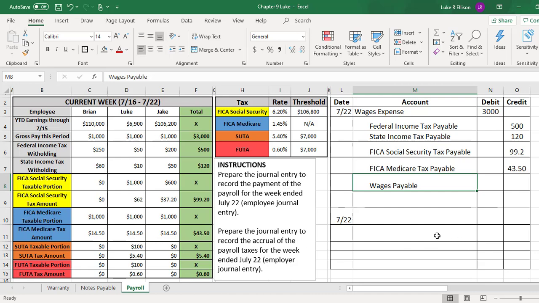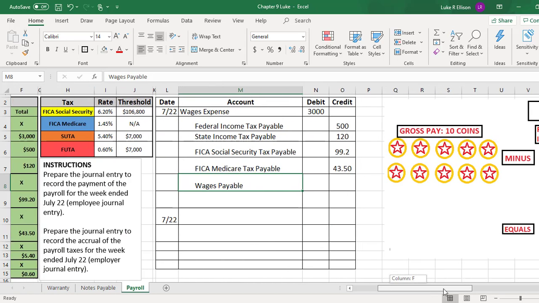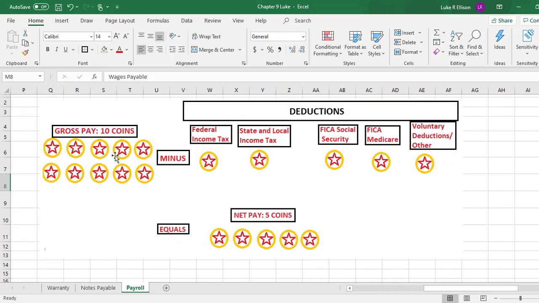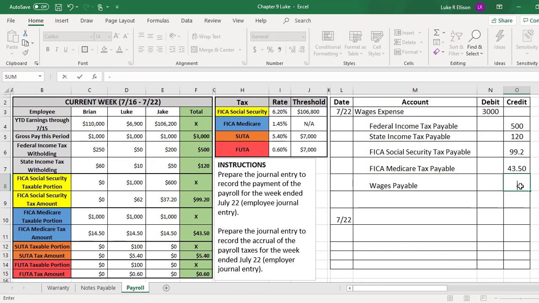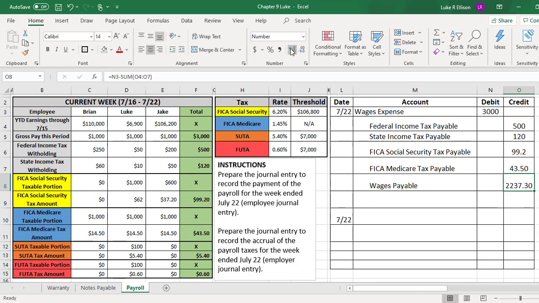And how much are we going to be paying the employee? Well, we're going to be paying the employee the amount of the net pay, meaning the gross pay minus all of the deductions, which equals the net pay. So the wages payable is going to be the gross pay, which is $3,000, minus all of the deductions, which are all of these numbers right here. And that gives us a wages payable amount of $2,237.30.